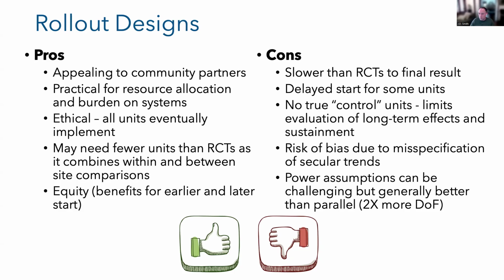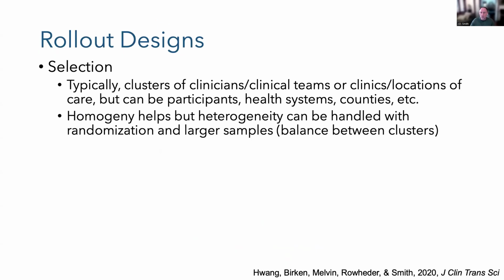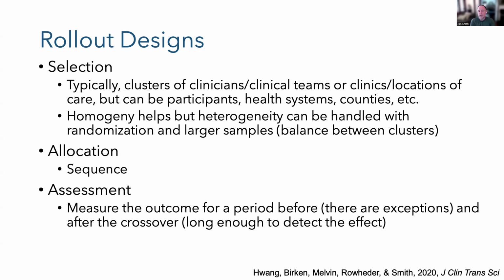So these rollout designs, we typically talk about the selection, allocation, and assessment aspects. So our selection in implementation rollout trials is typically going to be a cluster randomized trial, where your clusters are either clinicians, clinical teams, or clinics, clinic locations of care, but it can also be participants, health systems, counties, and other units of randomization. But in the majority of situations, this is going to be cluster randomized. You'll see some examples where the cluster is a single clinic in each rollout sequence. That's okay. It's still a cluster.